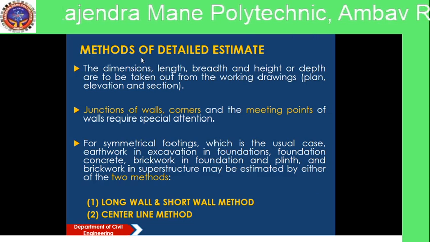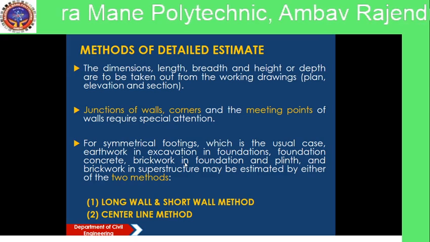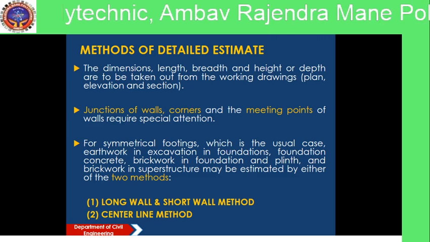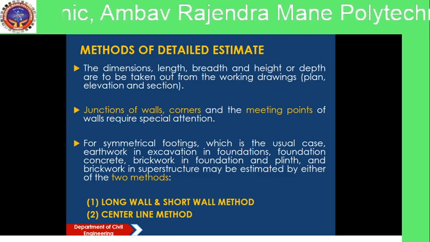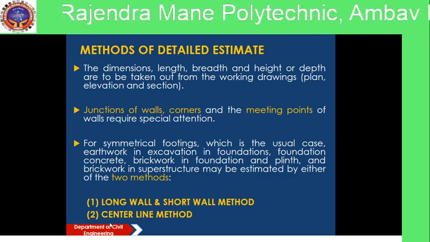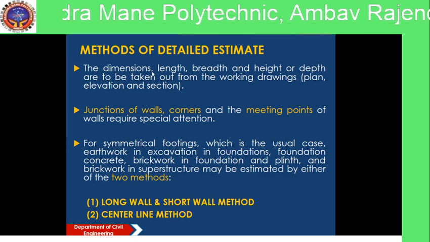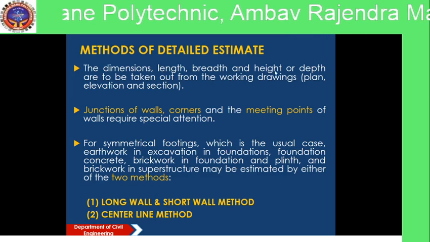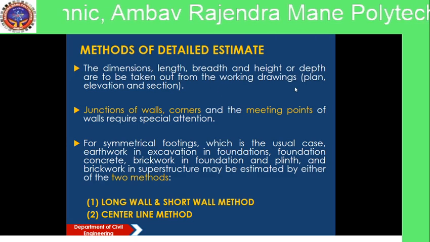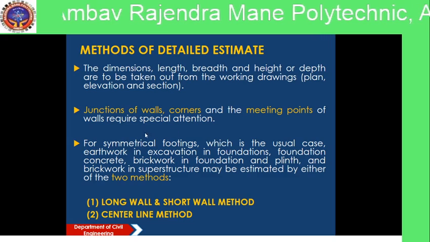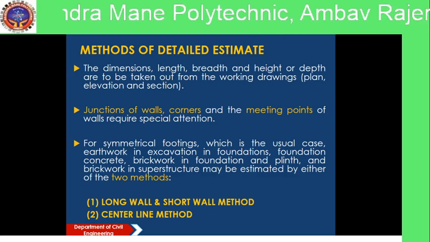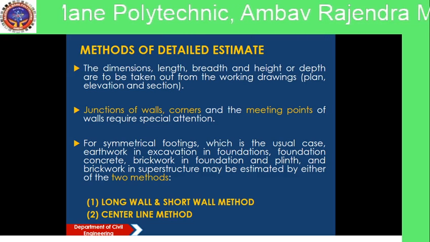The methods of detailed estimates: there are two methods of taking out the quantities of work: the long wall and short wall method, which is also called as PWD method, and centerline method. The dimensions, length, breadth and height or depth are to be taken out from the working drawing or plan and elevation and sections. The junctions of wall, corners and meeting points of walls require special attention during the taking of quantities.